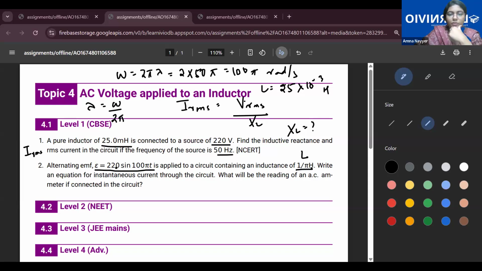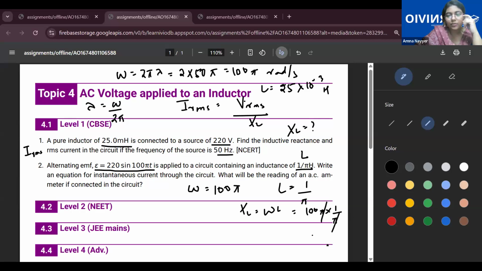See, you have omega from here. That is 100 pi. L is given as 1 by pi. XL can be calculated using omega into L. That is 100 pi into 1 by pi. So pi will be cancelled. That will be 100 ohm. XL will be this. Now XL is there, and it says equation for the instantaneous current.